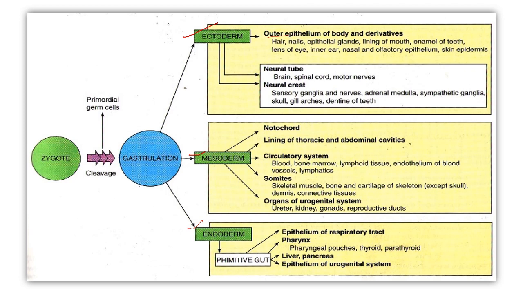And endoderm, from this a primitive gut is developed. From this primitive gut, epithelium of respiratory tract and pharynx, liver and pancreas, epithelium of urogenital system are developed. So here the pharynx, again pharyngeal pouches, thyroid and parathyroid glands are developed from the endoderm layer. Liver and pancreas are developed from the endoderm layer. Epithelium of urogenital tissue: urogenital tissue is covered with epithelial tissue. Generally, epithelial tissues are helpful to cover over the organs. So epithelium of the urogenital system is formed or developed from endoderm.